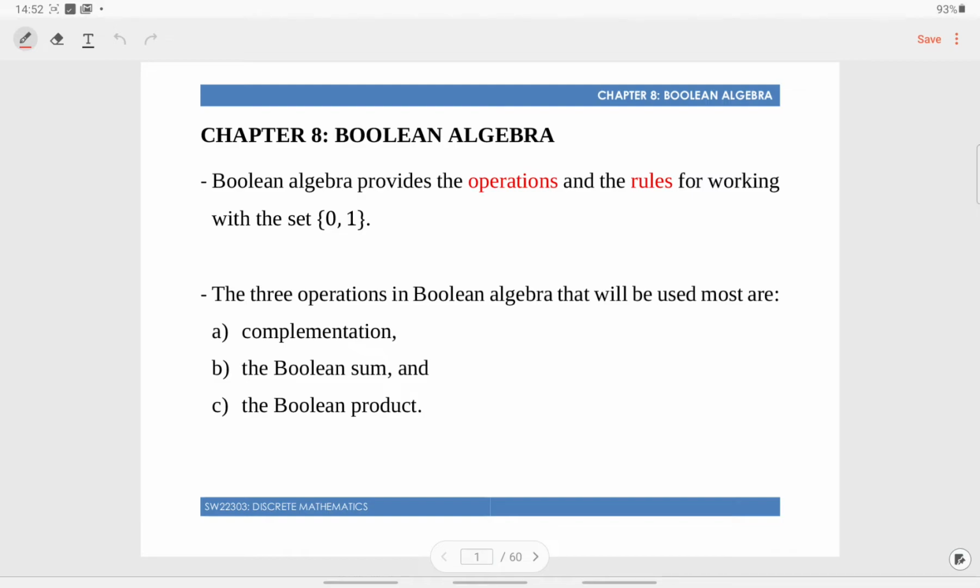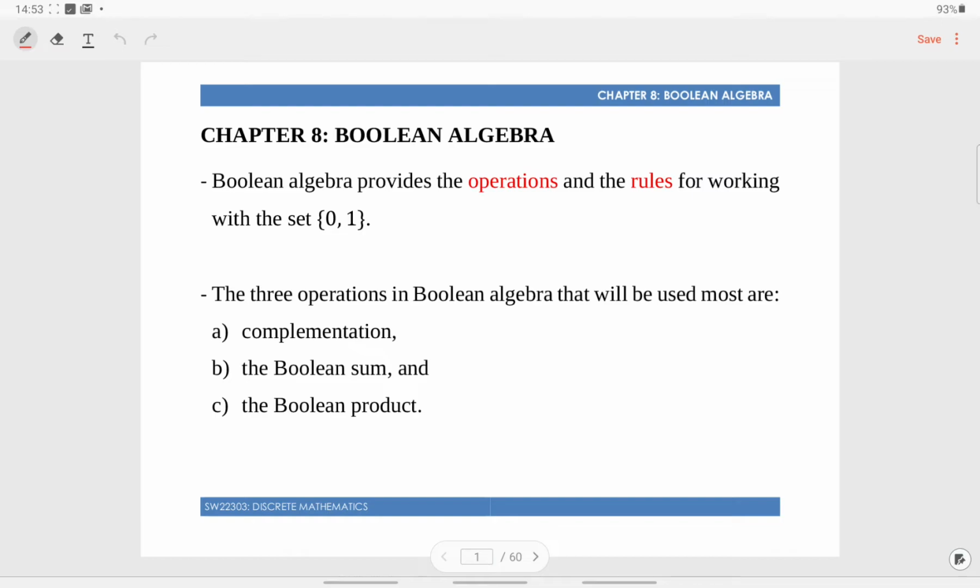Basically, this chapter is closely related with the first chapter, which is discussing the foundation of logic and proof. Boolean Algebra provides the operations and also the rules for working with the set that contains binary digits, which are 0 and 1. Boolean Algebra provides operations and also the rules for working with these two numbers, 0 and 1.